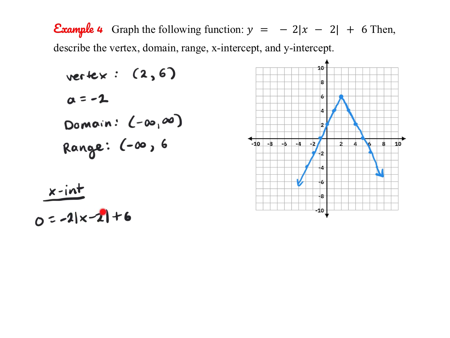So first we need to isolate our absolute value. So I'm going to subtract 6 from both sides. And then I'm going to divide both sides by negative 2.